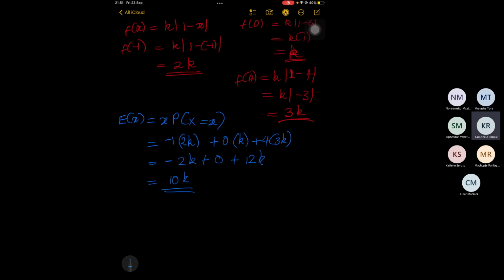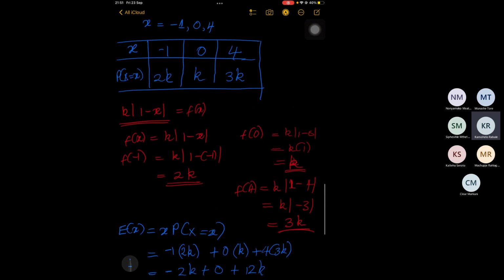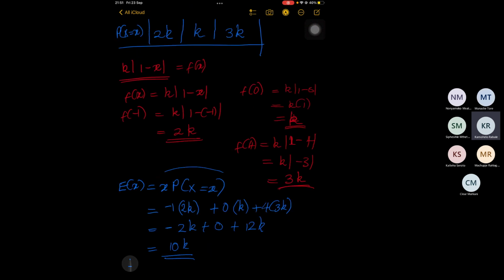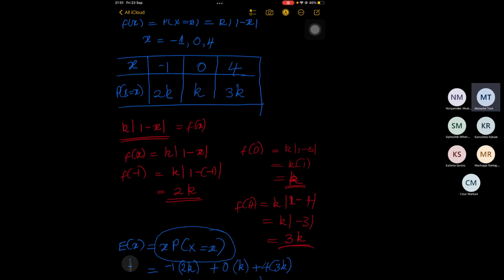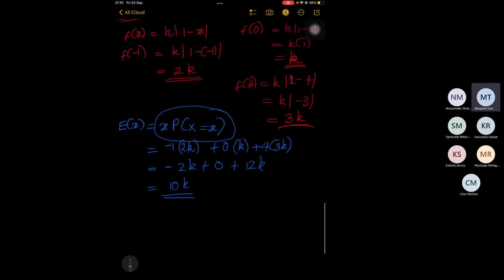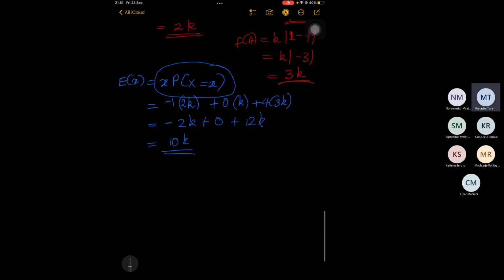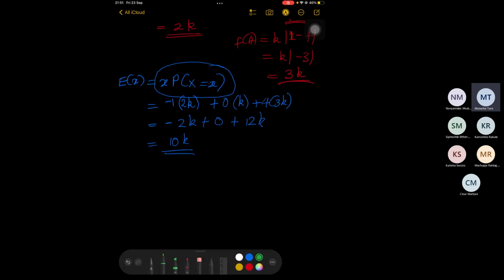Excuse me. Where you have x before the probability, like in the blue, this E of x equals xp, where is this x coming from, the first one before the probability? Or is it these values that x is taking, these values within the table? These are the values that we use. Okay. So our answer here is going to be 10k.